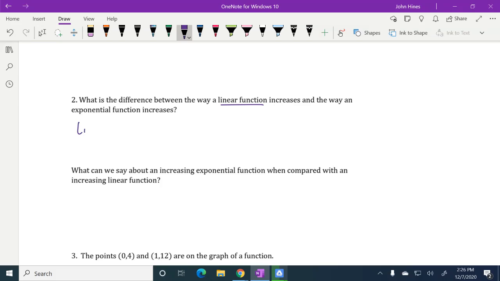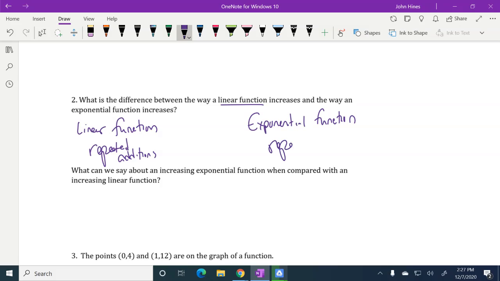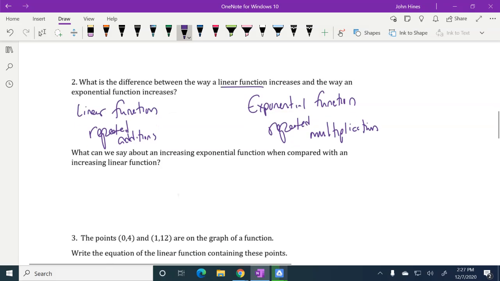Linear functions are repeated addition. They're equal differences. There's equal differences I can subtract in the table. Whereas exponential functions, those are repeated multiplication right there. There's a huge difference between those. Those have a common factor, an equal factor. Linear functions have an equal difference. Exponential functions have that equal factor, that number I keep multiplying by.